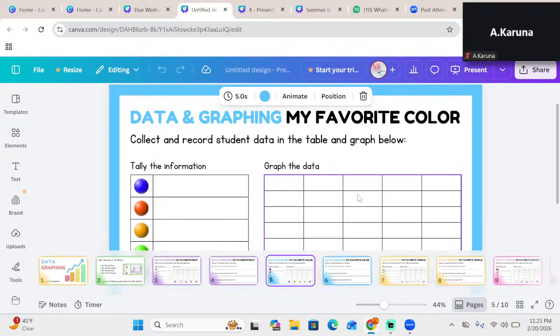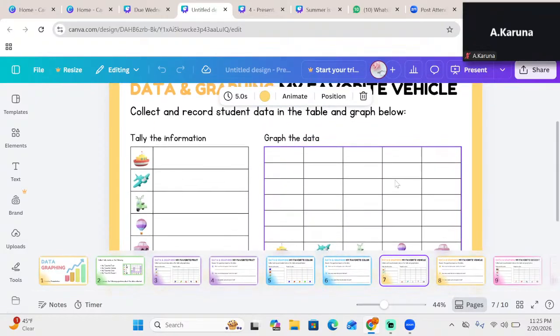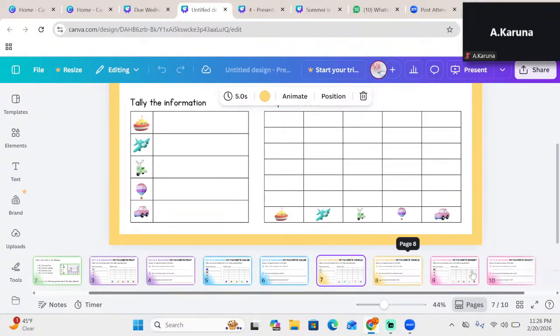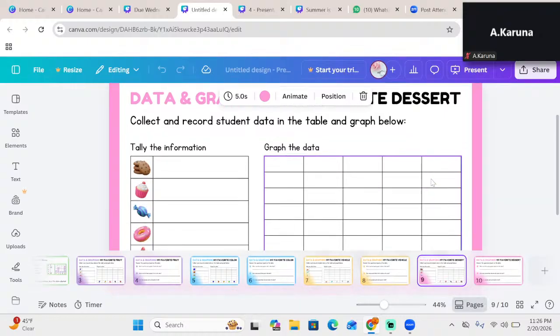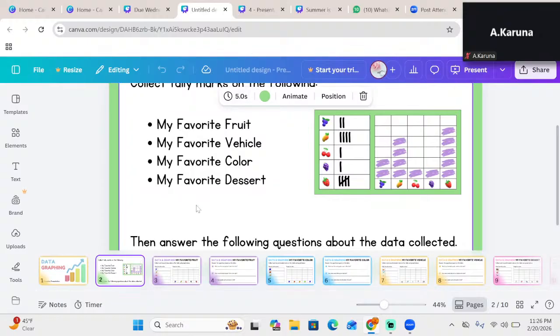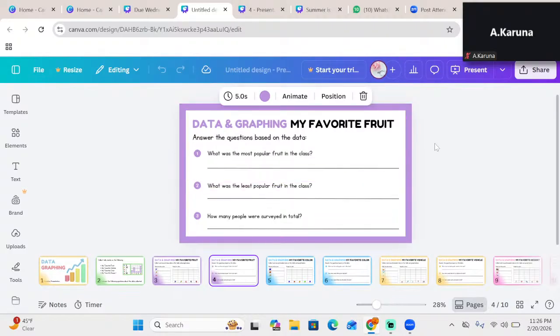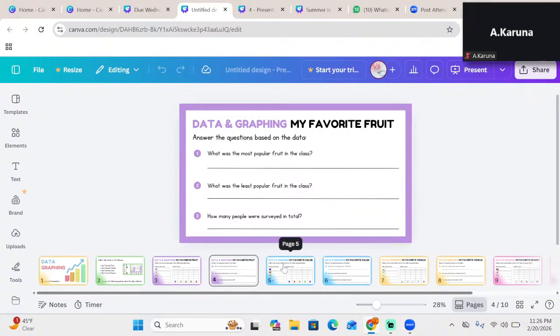So here you have your favorite color, and you answer the questions. Here you have your favorite vehicle, and then you answer the questions. And here you have your favorite dessert, and then you answer the questions, and that's it. There's only 4 different categories, and you just fill them out. This is just a quick, easy graphing homework that I'll give you guys. But I'll paste this and I'll give it to the teacher. You guys can try your best to get it done, no pressure at all.